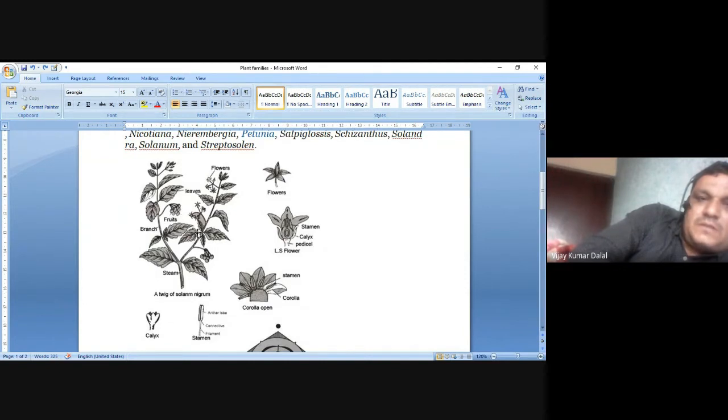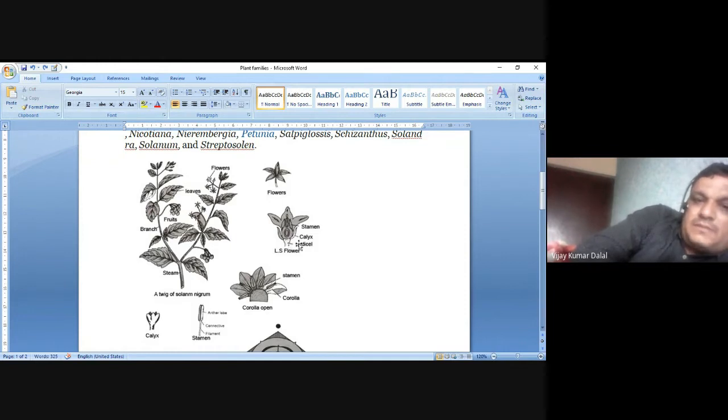These are the flowers, and this flower is shown in bigger magnification. You can see the stamens are connected to the petals. If you open the corolla, you see these are the petals or corolla, and these are stamens. When the base of the stamens, or the filament of the stamen, is attached to the corolla, then it is called epipetalous condition.